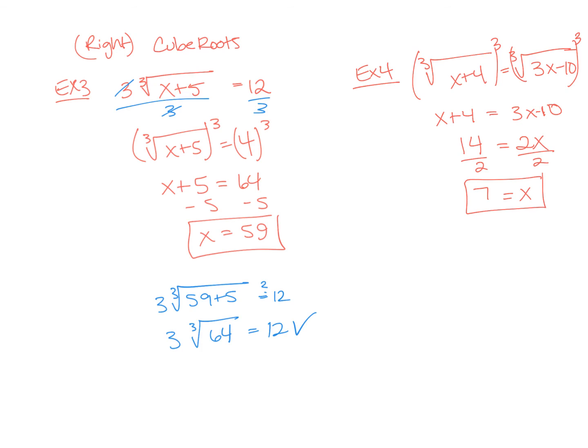If I want to check that to see if I did it right, on the left side I would get 7 plus 4, the cubed root of 11. And what do I get on the right side? That would be 3 times 7, or 21, minus 10, which is also 11. So it looks like I'm getting the cubed root of 11 on both sides. I could do it on my calculator. It's some decimal. I don't know what it is. But the point is that it would be the same answer. So I did do my work correctly, and my answer is 7.